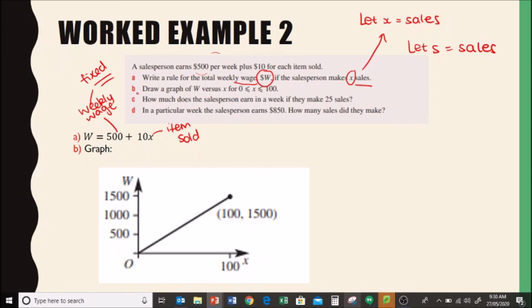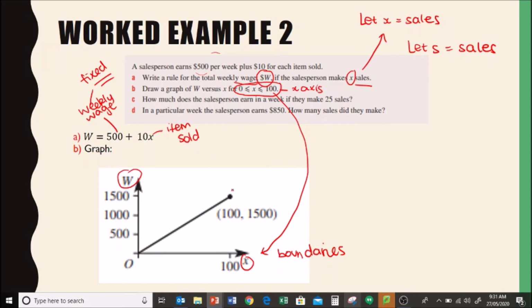So part B says draw a graph of W versus X for 0 less than or equal to X, less than or equal to 100. So that's giving you the boundaries of the X axis, which is the bottom horizontal line. Do we see that? So this is giving you the boundaries, the limits. So we know that the minimum number can be 0 and the highest number can be 100. So we draw a graph for W versus X.